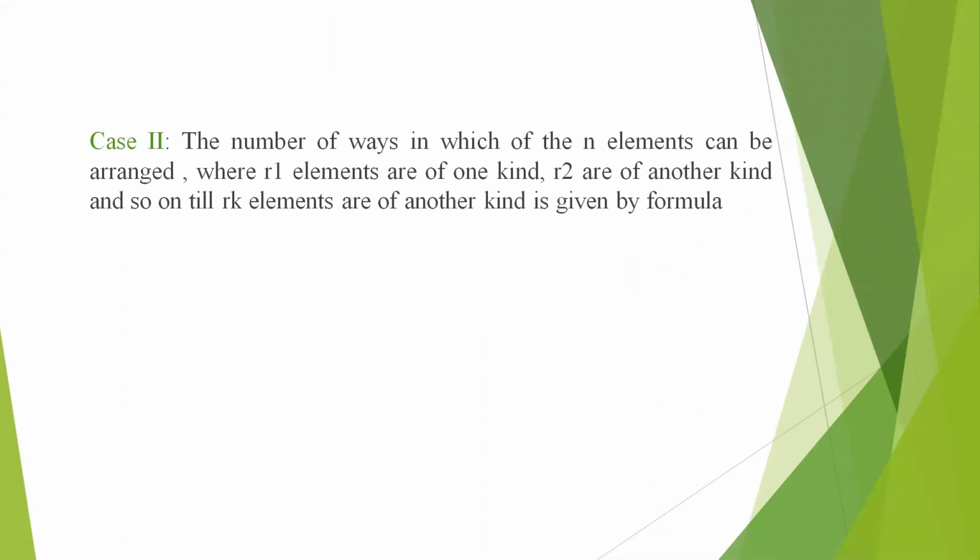Now let's move to the second case. In the second case, the number of ways in which n elements can be arranged, where r1 elements are of one kind, r2 are of another kind, and so on till rk elements are of another kind, is given by the formula nPr upon r1 factorial into r2 factorial up to rk factorial, where r is equal to r1 plus r2 plus r3 up to rk.